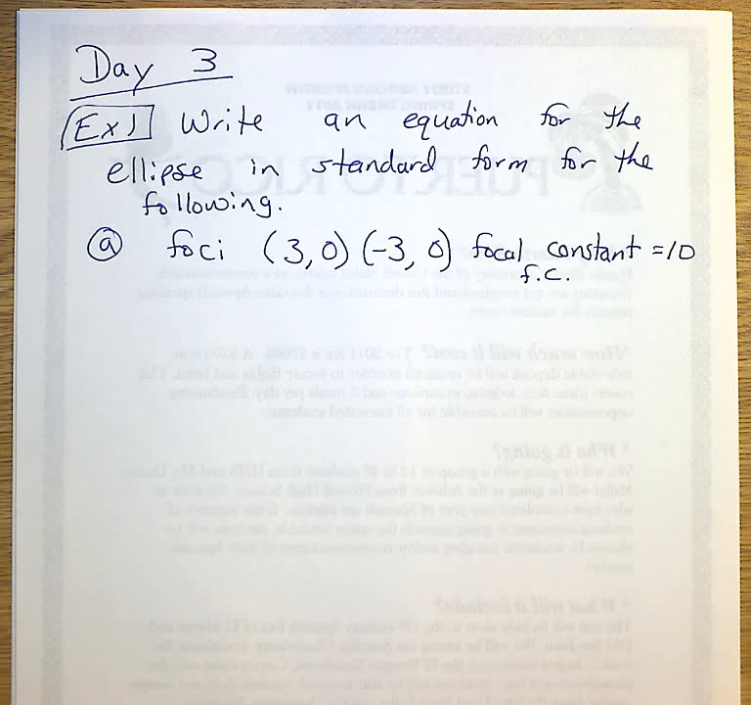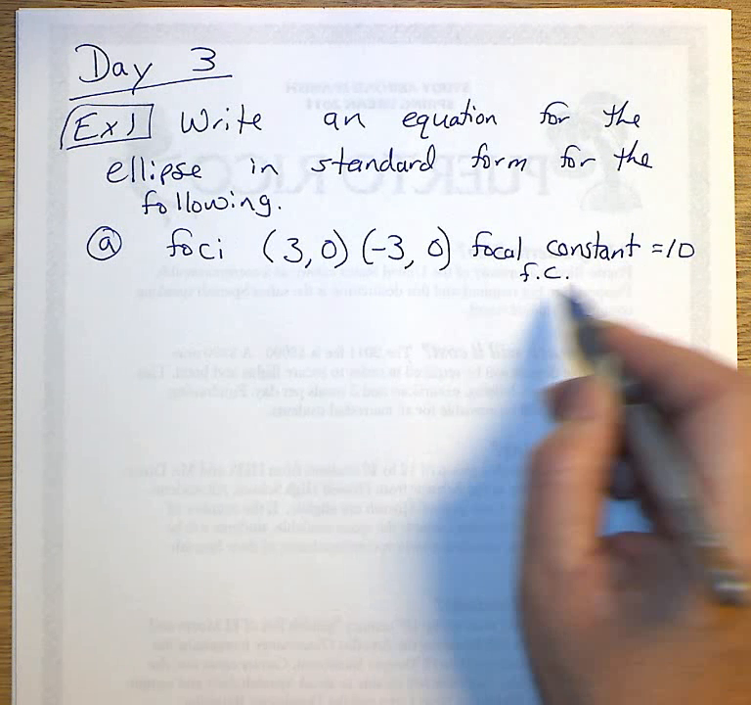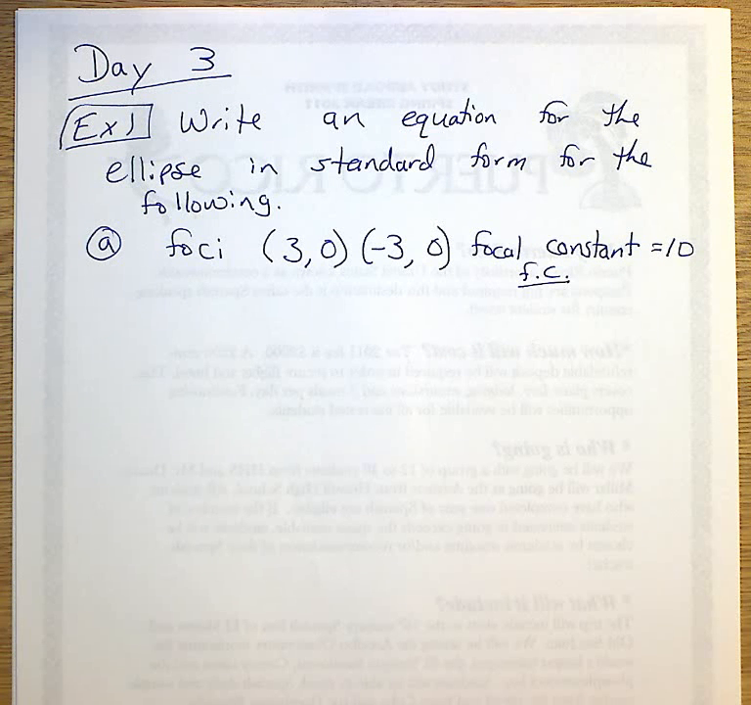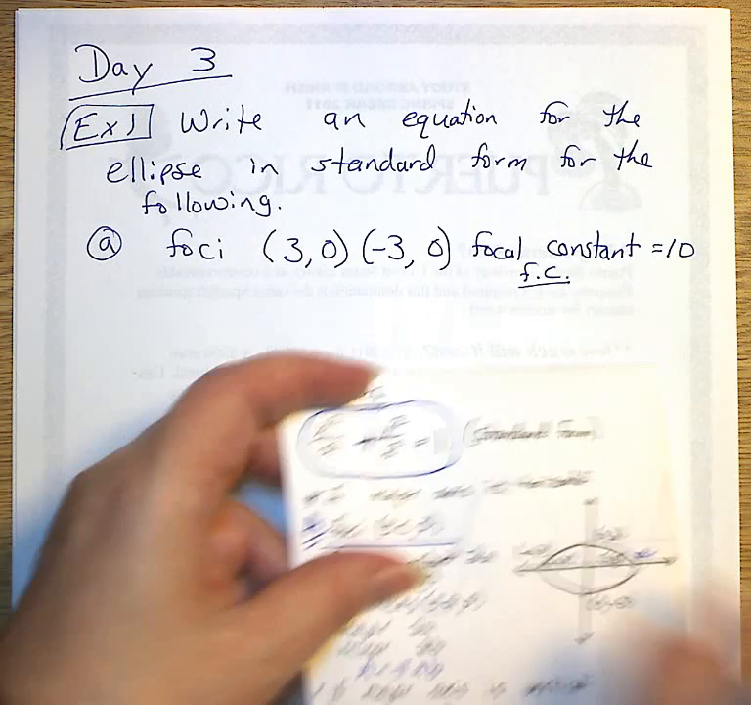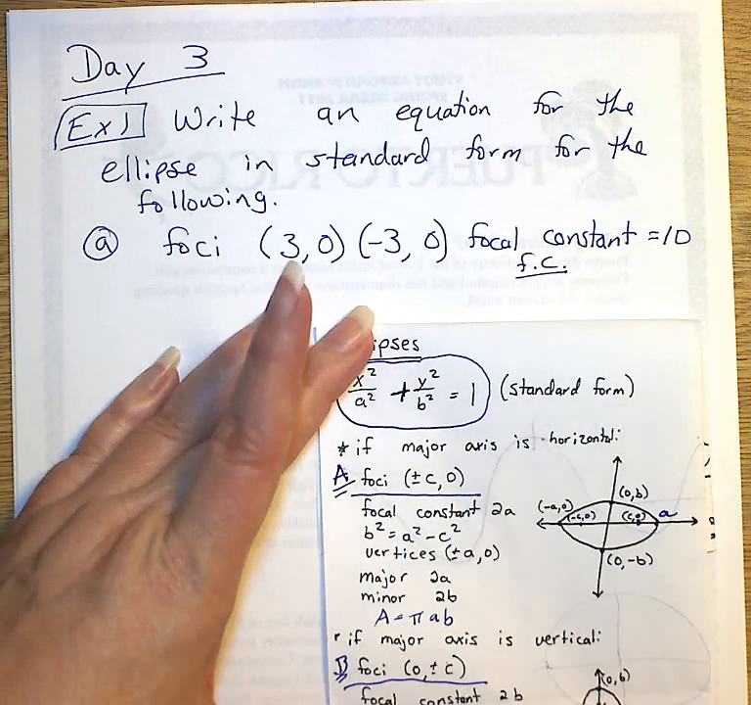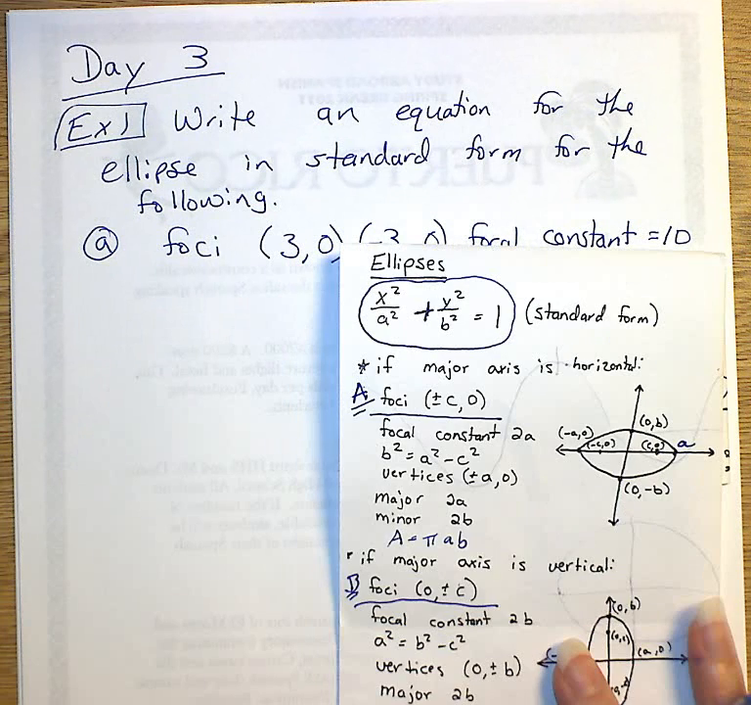This is day 3. We are writing an equation for an ellipse in standard form for the following. We have here the foci at (3, 0) and (-3, 0) with a focal constant, sometimes noted FC, equal to 10. The first thing you need to do is get out your sheet that we've been talking about, and I'm going to fold it so that you can see just the ellipses, so I can talk about it.